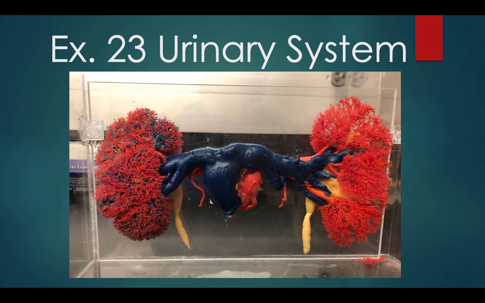Okay, so we are back here for exercise 23, which is the urinary system. And this is a model, a plastination model that we have of the kidneys. So it's actually a real cadaver model. What they did was they shot this liquid polymer through the blood vessels of the kidneys, so you could see how extremely vascular the kidneys are.